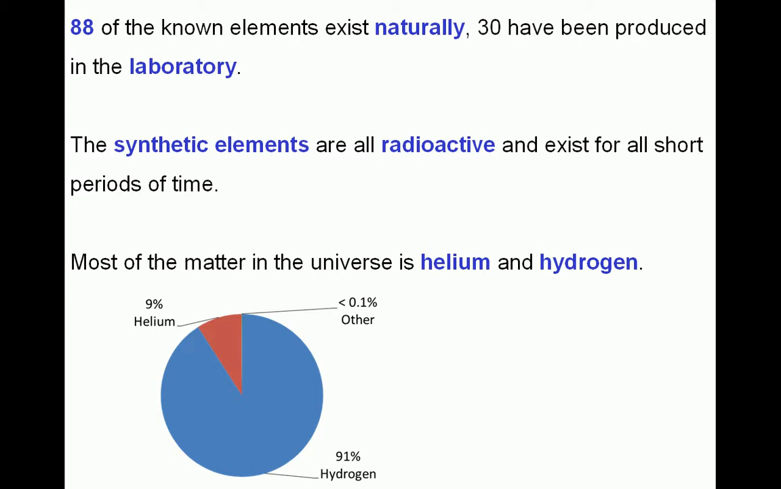So 88 of the known elements exist naturally, that is, they are just naturally in the universe or on our planet. But 30 have been produced in the laboratory, and these are produced generally in particle accelerators by the high energy impact of stable known natural elements with high energy particles. These so-called synthetic elements are all very radioactive and they exist only for short periods of time.